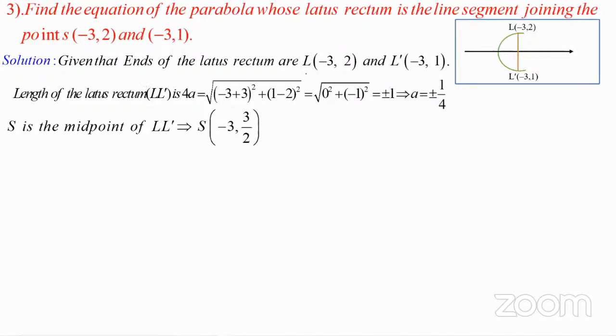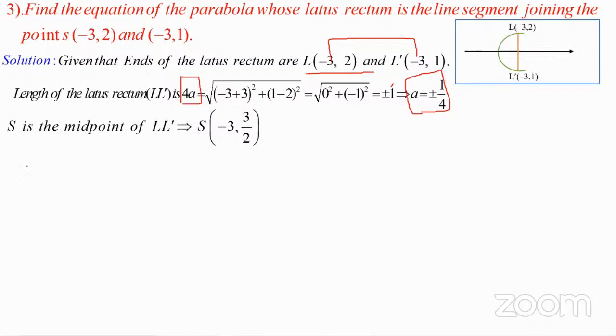Given the ends of the latus rectum, L is minus 3 comma 2, L dash is minus 3 comma 1. This means the length of the latus rectum is 4a. We already proved that the length of the latus rectum is 4a. I'm finding the length of the latus rectum, that is nothing but the distance between these two points. So minus 3 plus 3 whole square plus minus 1 minus 2 whole square, that is nothing but 0 square plus minus 1 whole square, which is plus or minus 1. Then 4a equal to plus or minus 1, so I'm getting a value as plus or minus 1 by 4.